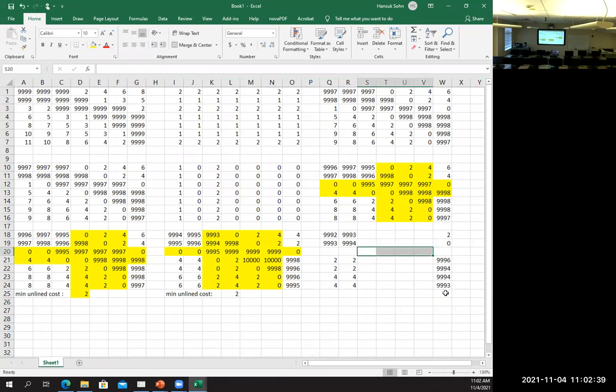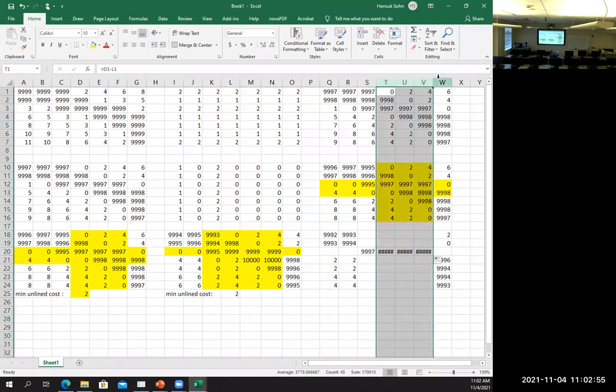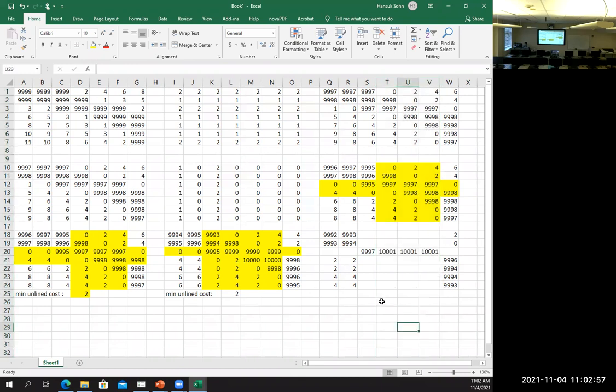These are the intersection areas, right? So I'm going to add the same cost. Then these areas remain the same.